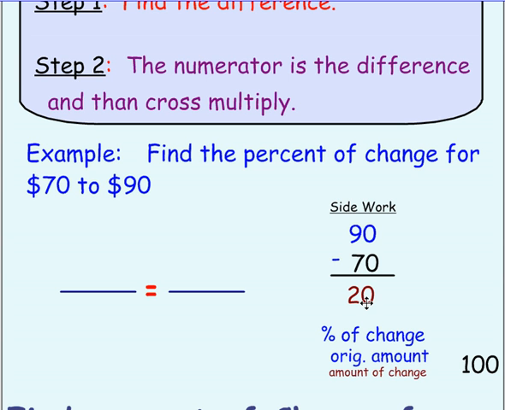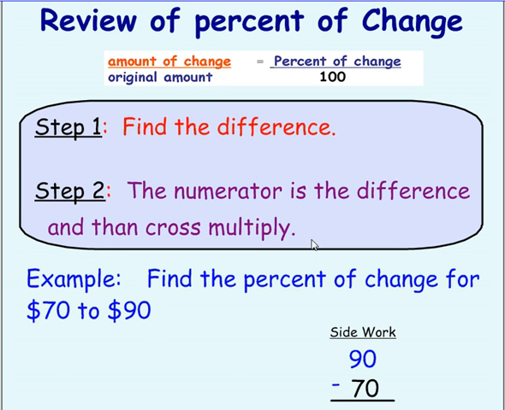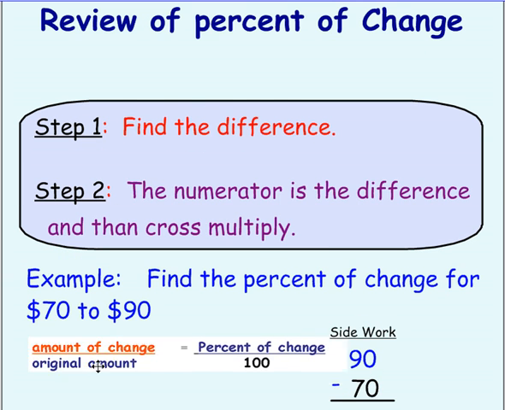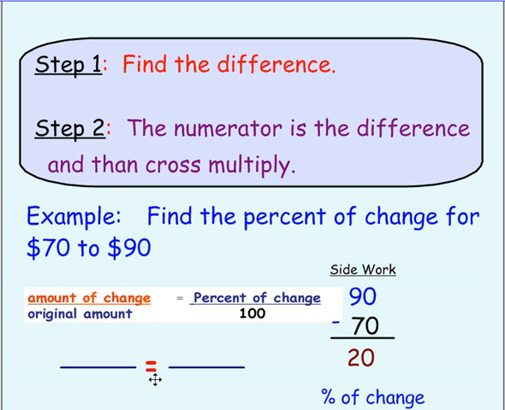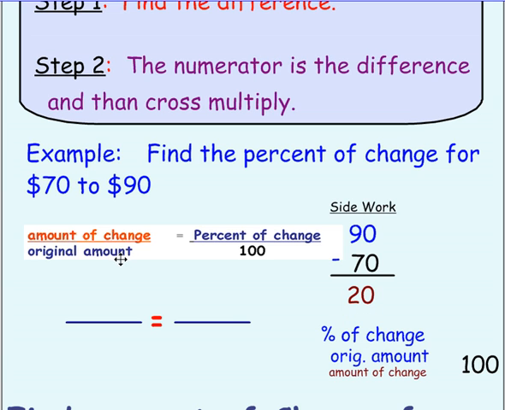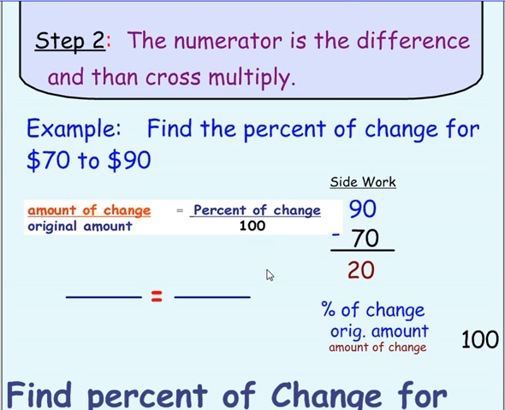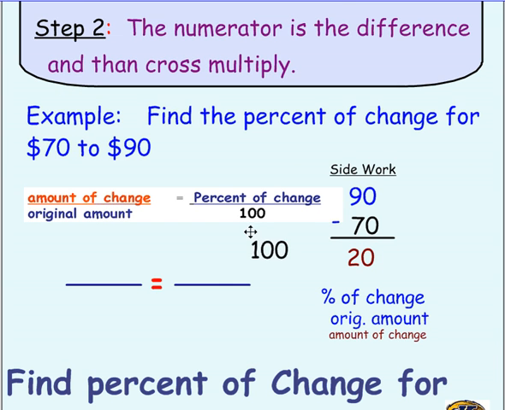Now I keep that 20 in mind, and I go back to this right here where it says the amount of change over the original amount, percent of change over 100. I'm going to start off with the easiest part. Put 100 at the bottom. It doesn't have to go at the bottom right, but I just happen to like to put it there. I'm going to put an X on top of it. That's going to be my answer when I'm done in a moment. My amount of change is the answer that I just got a moment ago, which is 20. So that goes on top.